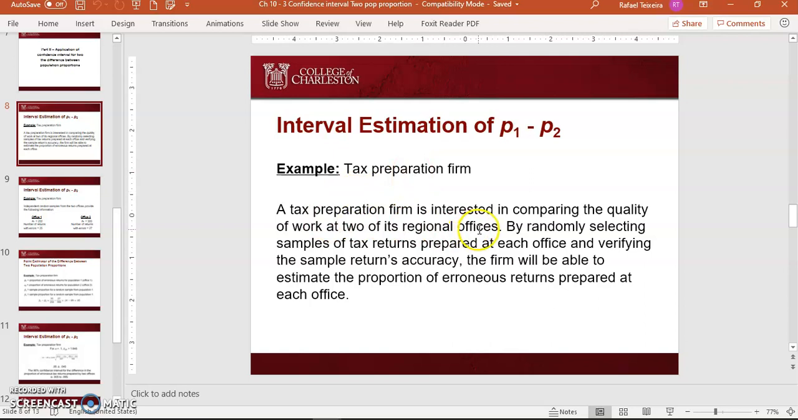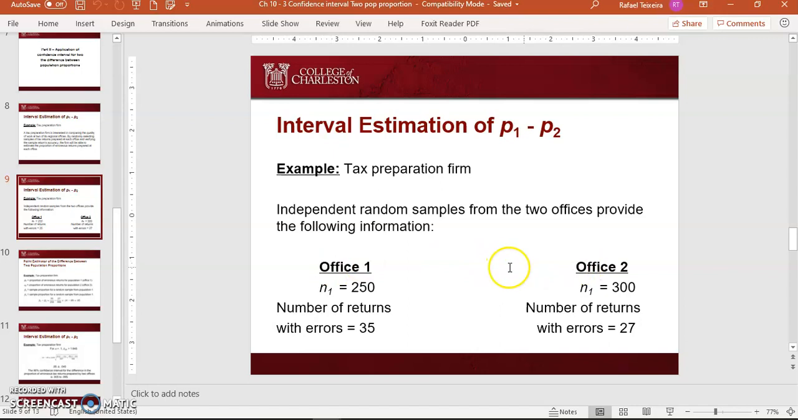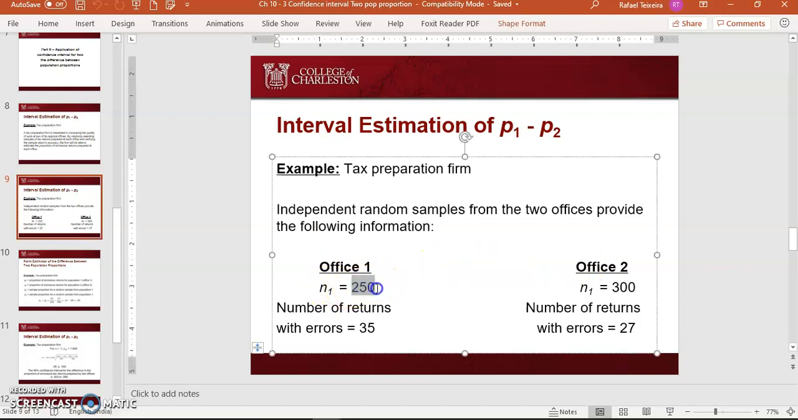So we have a tax preparation firm. They have two offices, okay? Office number one, office number two. And we collect a sample of 250 forms that they filled out in office one. In office two, we collect 300 forms they filled out, and then we have 35 of these 250 with error, and in this case 27 out of these 300 with error. So if we divide this number by this number, we get this proportion of errors, and if we divide this number by this number, you get the proportion of errors here.